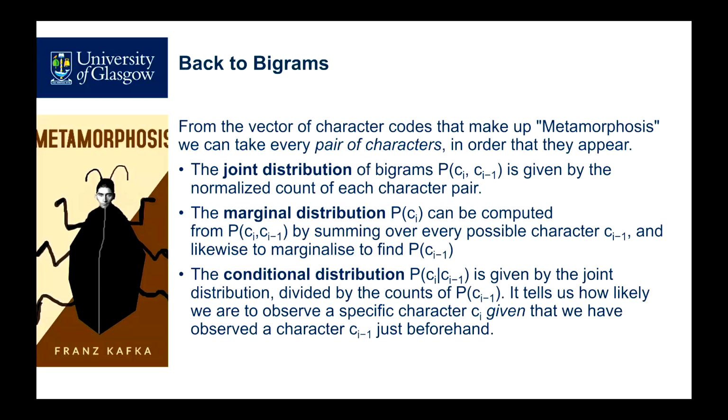Once you've done that, you can then also calculate the conditional distribution by taking the joint distribution and dividing by the count. So if you want the probability of the second character given the first character has already occurred, you take your joint distribution and divide it by the probability of the first character that you've observed. It tells you the useful thing: what is the likelihood of observing a specific character given that you've already observed another character just beforehand.